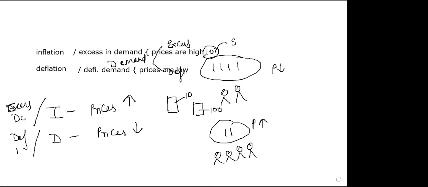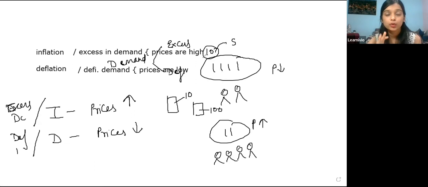Clear both the things, inflation and deflation? Yes, ma'am. Okay, so in the next class basically we will be doing two things. As I told you, the central bank controls the credit. There are different ways to control the credit, and different measures we will be doing in the next class. Through these measures, the central bank controls the credit.